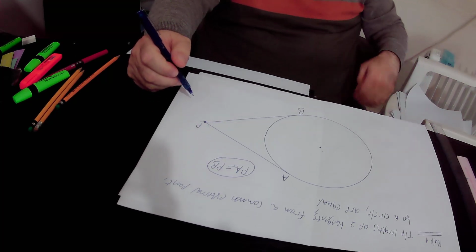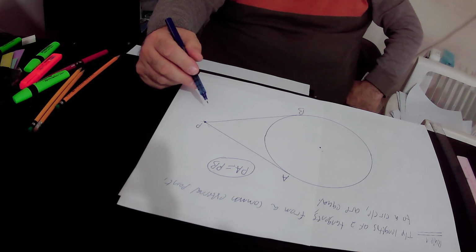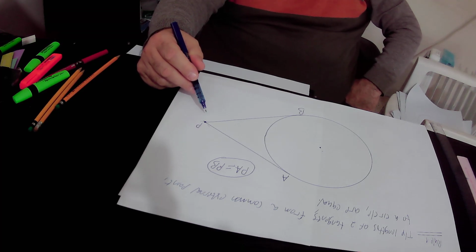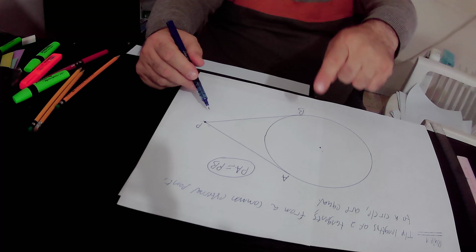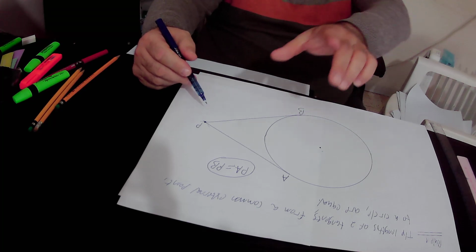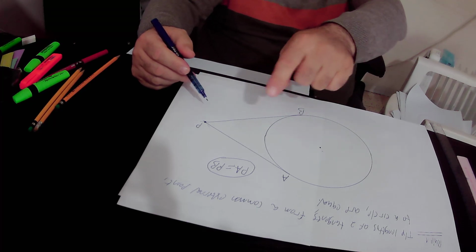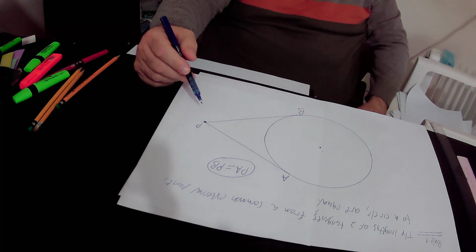So whenever you draw two tangents to a circle from a common external point, point P, to points A and B, then the lengths of those two tangents are equal to each other. That is to say PA is equal to PB.